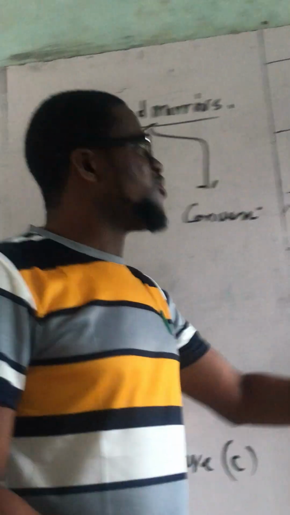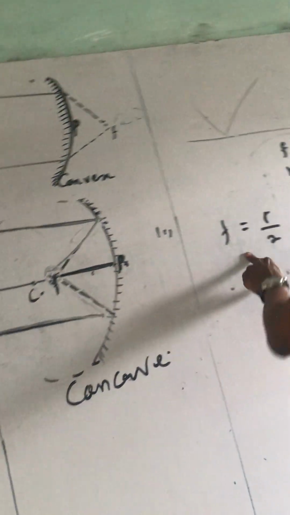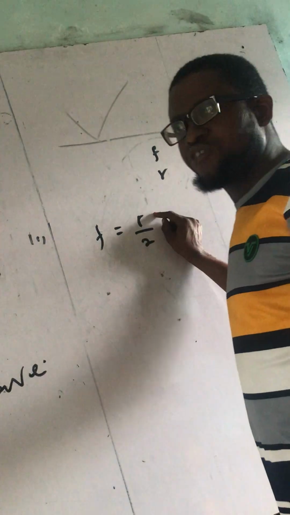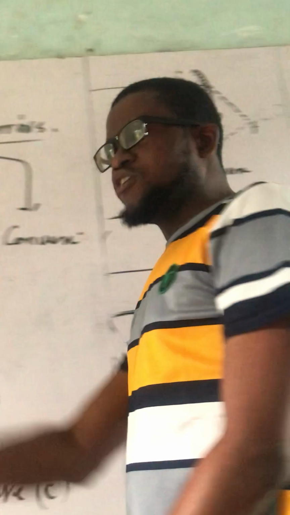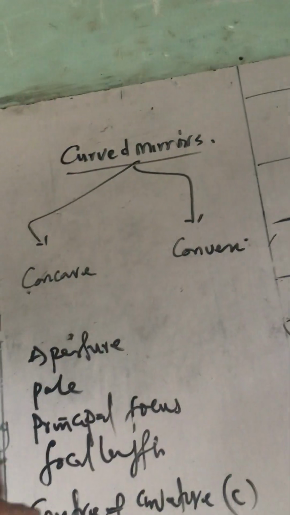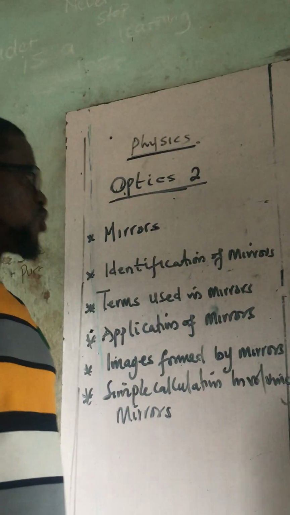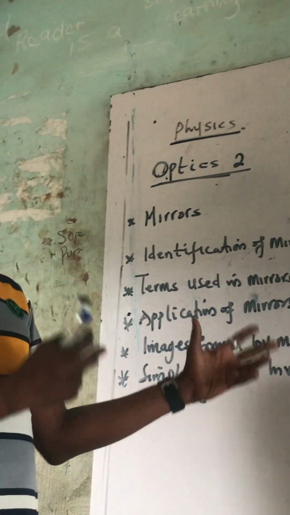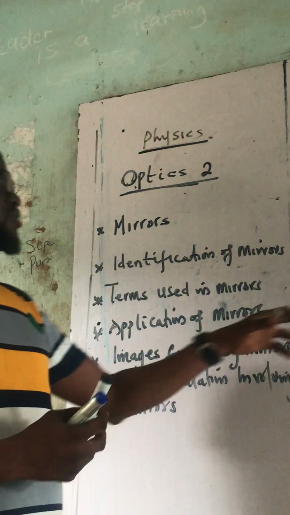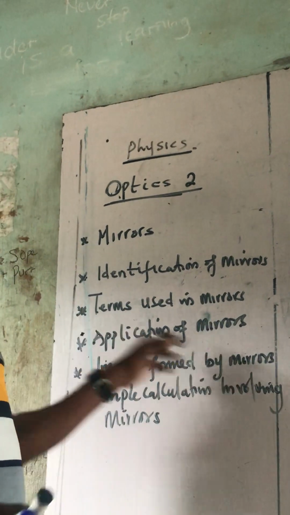So when you need focal length in any question and you are not given, and you are given radius of curvature, just divide that radius of curvature by 2. That will be the answer to focal length. So that's the relationship between focal length and radius of curvature. So these are the little terms I can discuss.